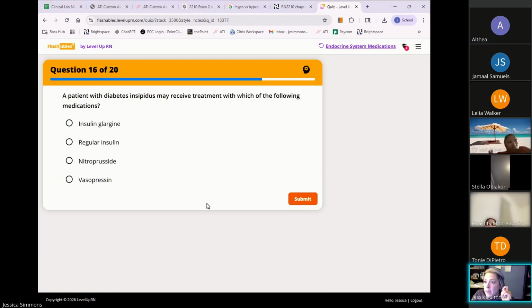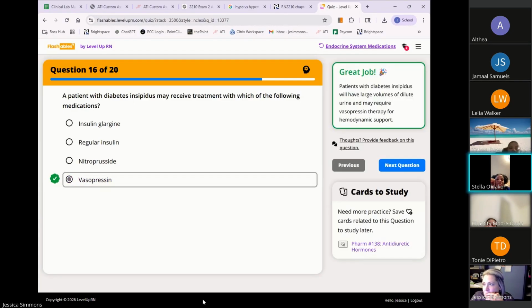A patient with diabetes insipidus may receive treatment with which of the following medications? Don't you dare give them insulin. Diabetes insipidus is not diabetes mellitus. Completely different. The vasopressin, that's what you give. Patients with diabetes insipidus will have large volumes of dilute urine and may require vasopressin therapy for hemodynamic support.